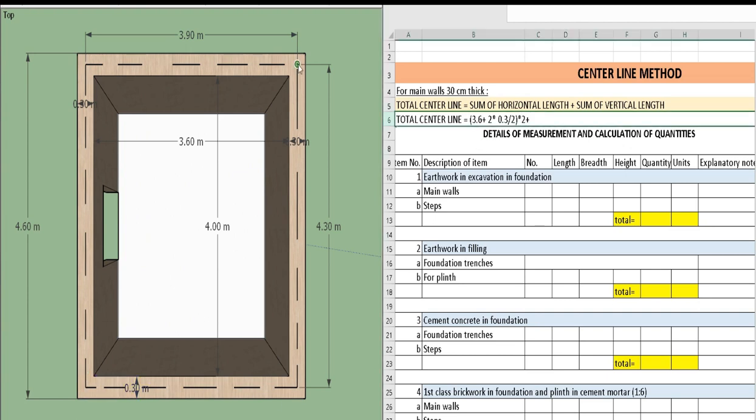Similarly, we have the center line of this vertical wall from this point to this point. That means we have the vertical length of this room as 4 meter, and this small portion is 0.3 by 2, and this small portion is also 0.3 by 2. So we can say that this vertical length is 4 meter plus 2 times 0.3 by 2, and this length is also the same, so we can simply multiply by 2. So we will get the total length as 16.4.